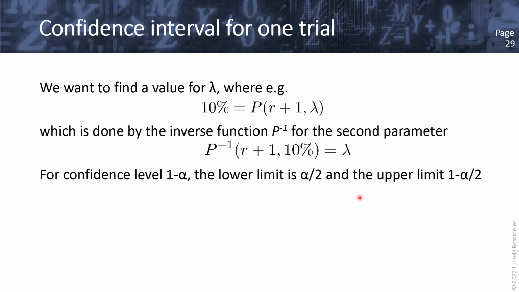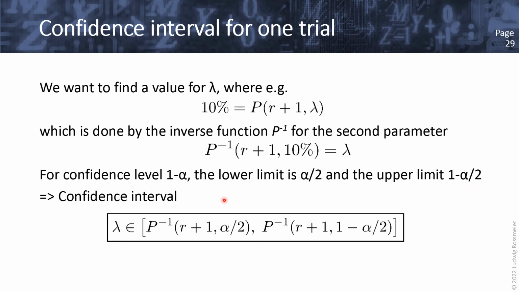So then we can generalize this equation to get the confidence interval for a confidence level 1 minus alpha. The interval means lambda has to be between those two limits. The lower limit is the inverse P of r plus 1, alpha half, and the upper limit is the inverse of P of r plus 1 and 1 minus alpha half. This basically is the confidence interval which we wanted to find.